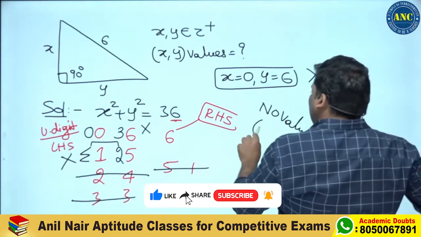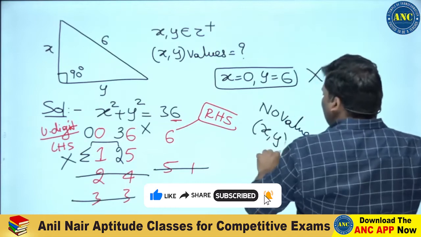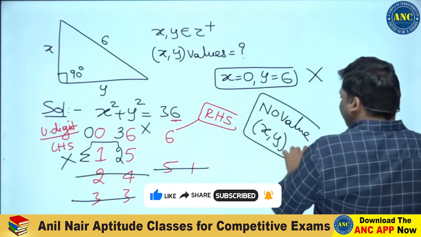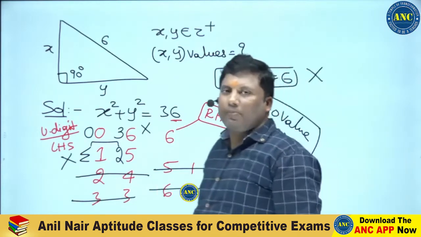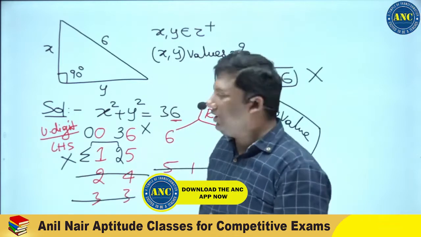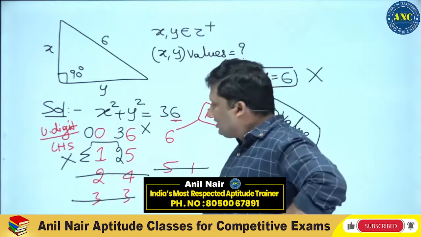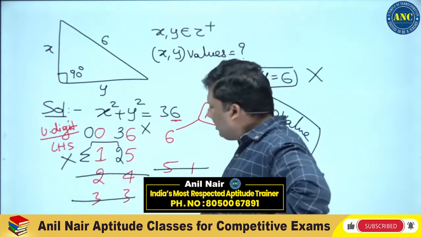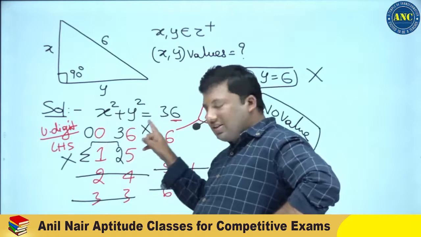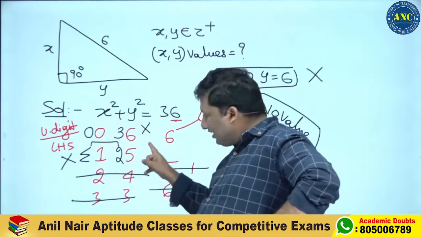There are no right angled triangles where the hypotenuse can be 6. I hope the idea is clear. x squared plus y squared equals 36. The right hand side unit digit is 6. 0 plus 6 is 6. 1 plus 5 is 6.